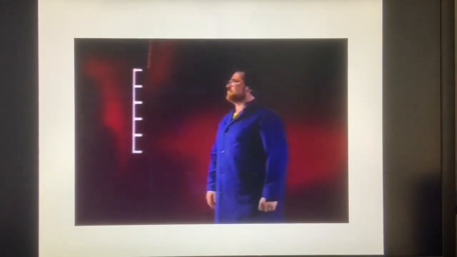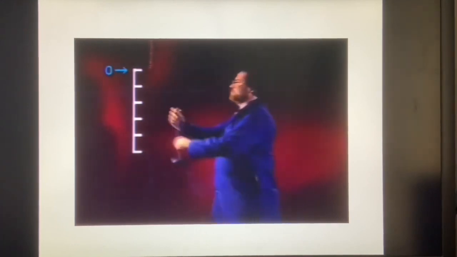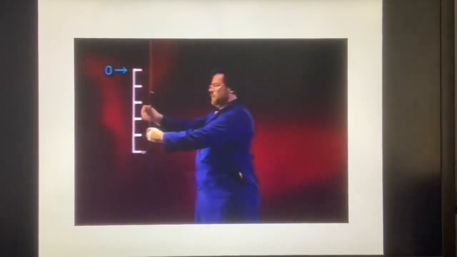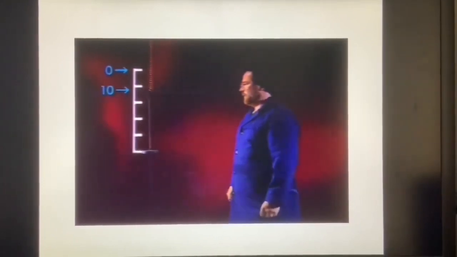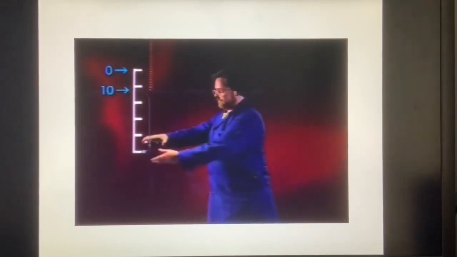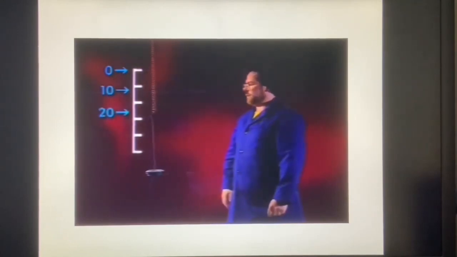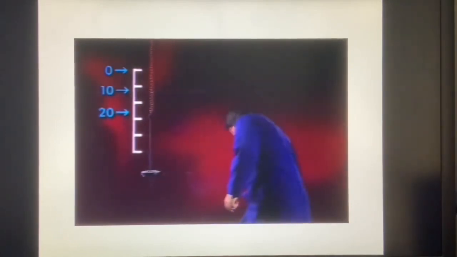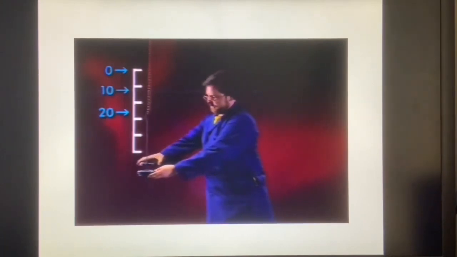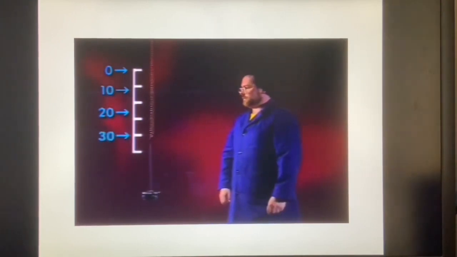We'll show how the stretch of a spring varies with the applied force, using this hanging spring and a set of weights. With no weights added, the bottom of the spring is here. Here is the spring extension with 10 newtons of added weight. 20 newtons. 30 newtons.